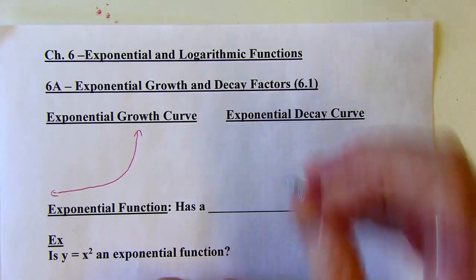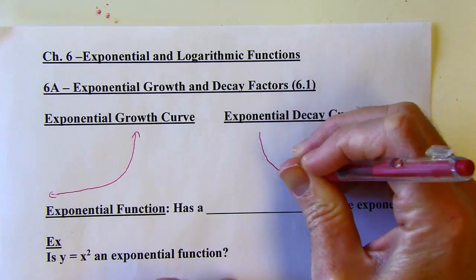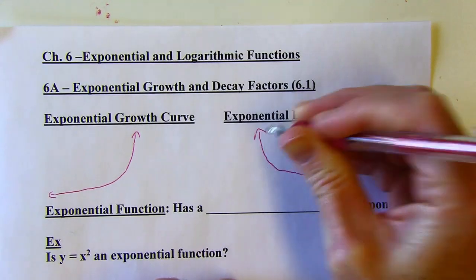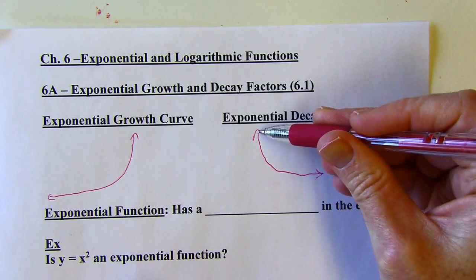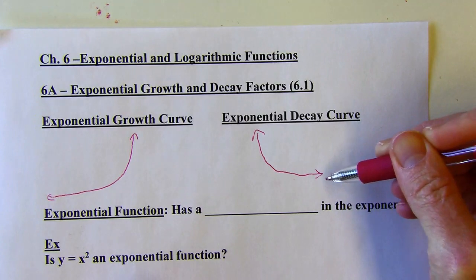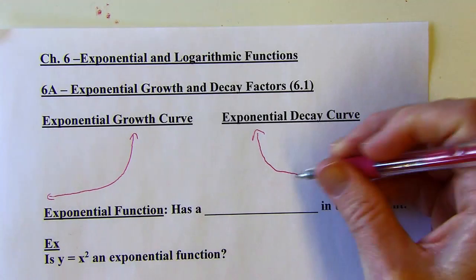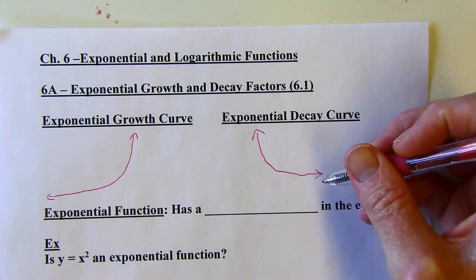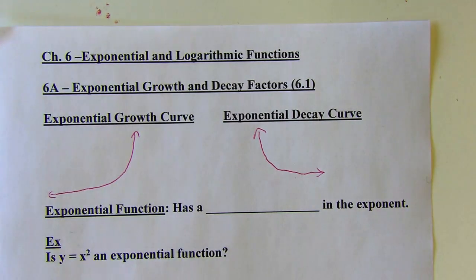Okay, exponential decay might be like the price of a car. When you drive it off the lot, it's expensive, and then its value goes down really quickly over time, and then it levels out when it's just worth scrap metal or whatever, right? Okay, so just to get an idea of what a growth curve and a decay curve would look like.